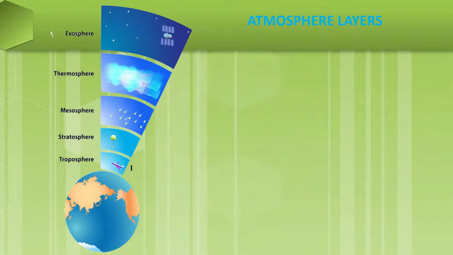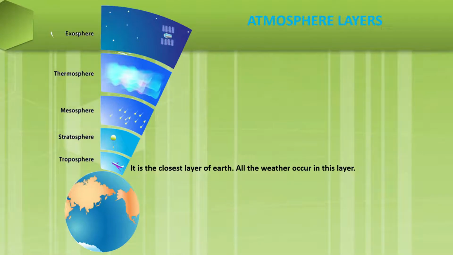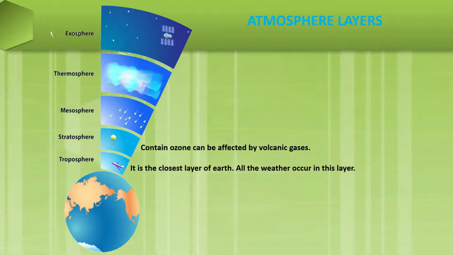The first one is the troposphere. It is the closest layer to Earth. All the weather, like raining and snowing, occurs in this layer. Stratosphere. It is the second layer and is mainly affected by volcanic gases.